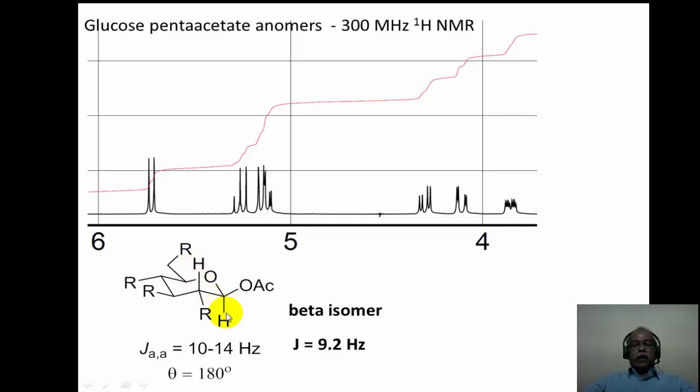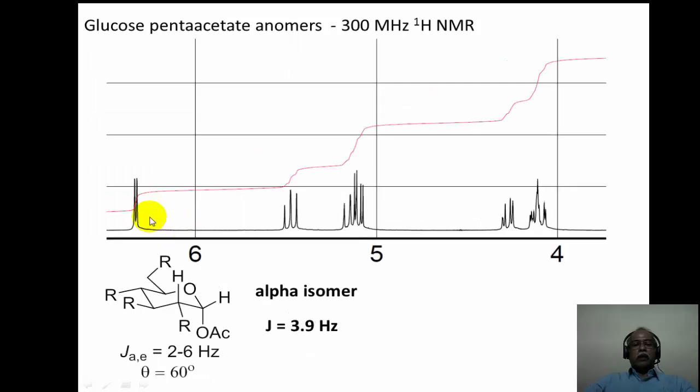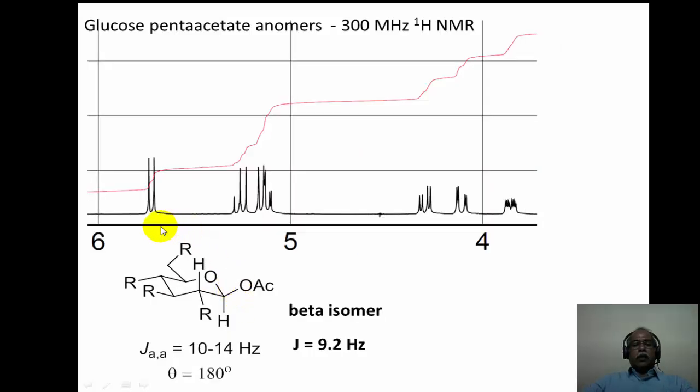The dihedral angle is 180, which will have the maximum coupling constant in the range of 10 to 14 Hertz or so. This is the anomeric hydrogen in this molecule, which is coming at a lower delta value, because remember, the axial hydrogen will come at a lower delta value compared to the equatorial hydrogen, which comes at a higher delta value. So in addition to using the delta value, which is high for the equatorial hydrogen and low for the axial hydrogen, one can also use the vicinal coupling between the anomeric hydrogen and the adjacent hydrogen if the adjacent hydrogen is present in the molecule. Then also one can derive at the stereochemistry.